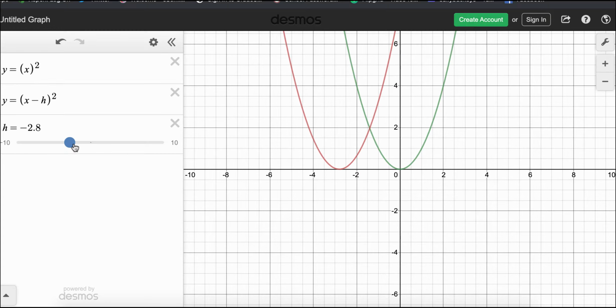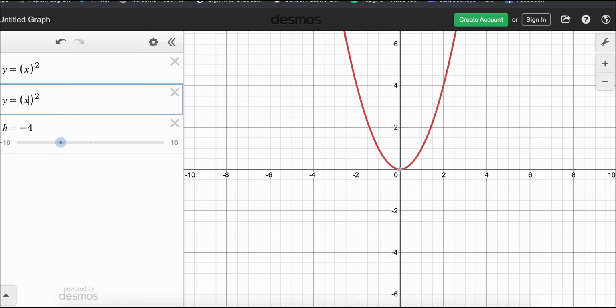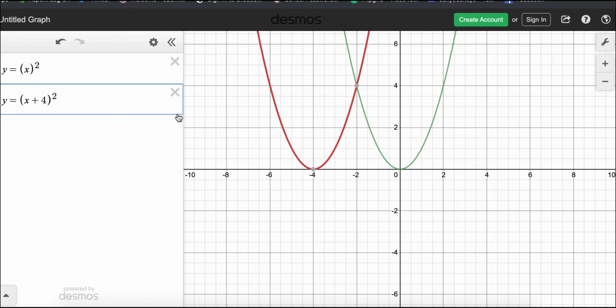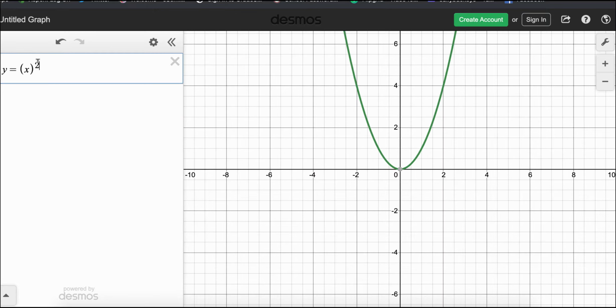So this would be like h(x) plus 4. Let's try it. Let's see what happens. x plus 4. It shifted it to the right 2 units. Okay, so we should probably check this out with our other parent functions.